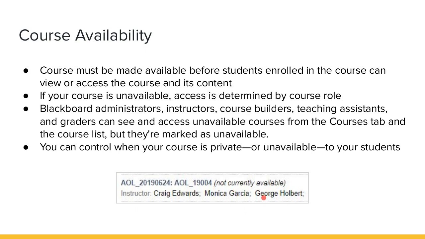So if you look at it in your course list or in your administrator, it's going to show a little red X next to the course. So that will mean that it is not available. If there's no red X, that means it's available. And your course list will show what you see here. It won't have the red X in your course list on your front page. It'll just say not currently available.